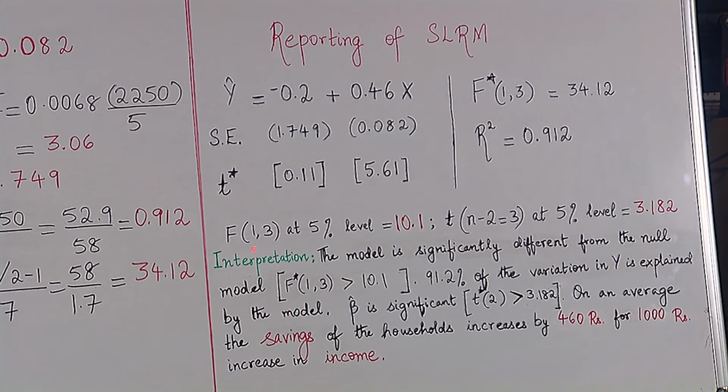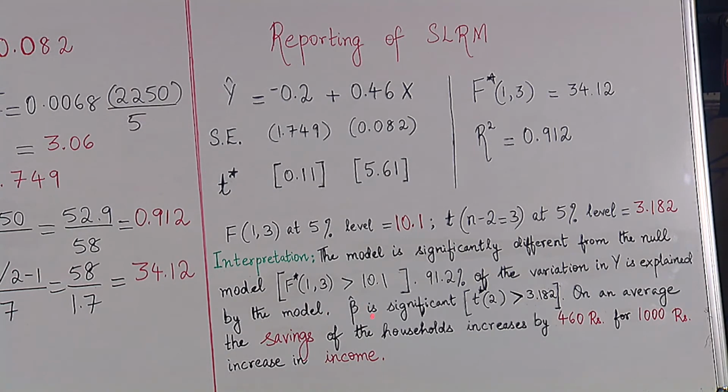Using the critical value of F and T, we can interpret the model. This model is significantly different from the null model, since the calculated F value at 1,3 degrees of freedom, that is 34.12, was found to be greater than the table F value 10.1. Looking at R square equal to 0.912, we can interpret that 91.2% of the variation in Y is explained by the model.